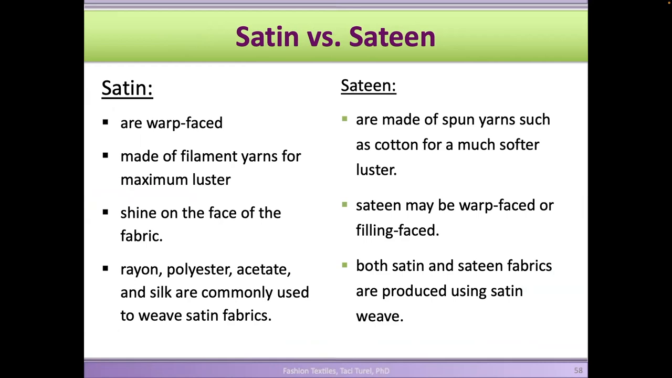Now there are satin fabrics and there are sateen fabrics. The only difference between the two is basically the type of yarn or fiber that you're using. Satin fabrics are made of filament yarns and they have a lot more luster and shine. But sateen fabrics are made of spun yarns like cotton or more natural, so they don't really have as much luster as satin fabrics. Satin fabrics can also be made out of rayon, polyester, acetate, silk, but with sateen fabrics, you use more natural fibers and cotton especially.